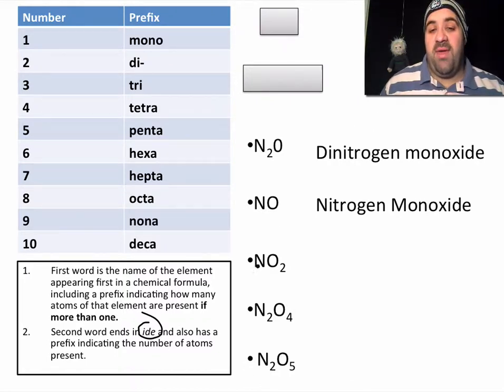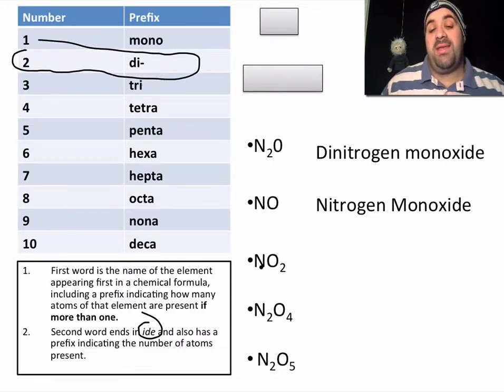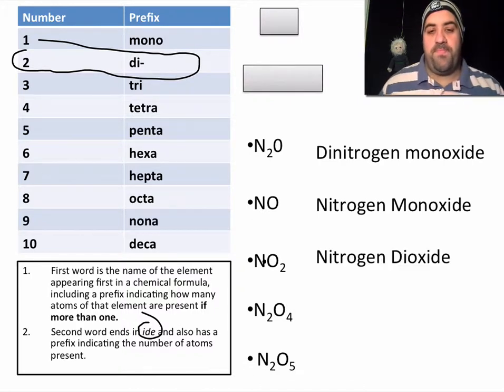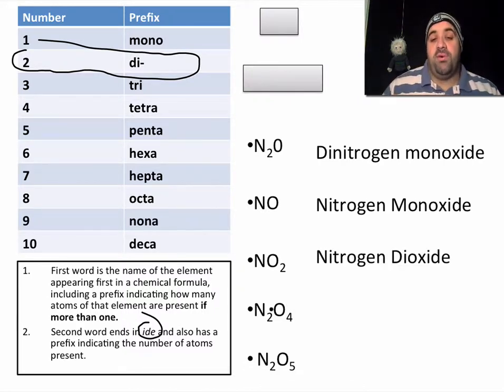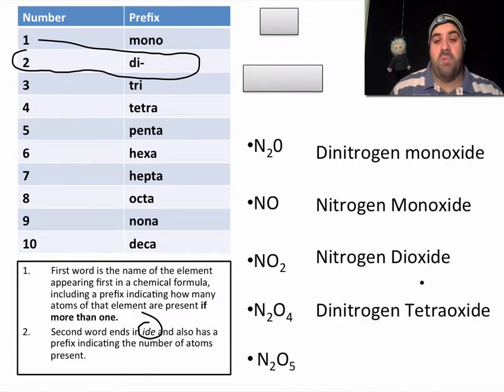How about the second one? Again, we have 1 nitrogen, so we're just going to write nitrogen again. And how many oxygens do we have? We have 2. So we go up here and find 2. So NO2 is going to be nitrogen dioxide because there's 2. And N2O4, well, we saw up here N2 was dinitrogen, and now we have 4 oxygens. What's the prefix for 4? Tetra. So we're going to call that tetraoxide. Dinitrogen tetraoxide.